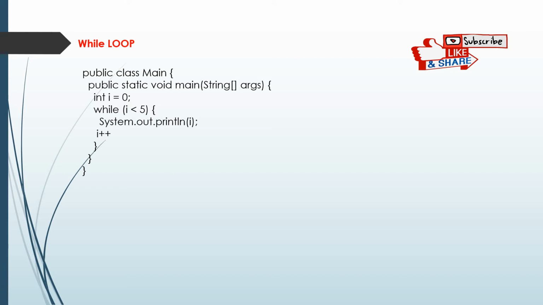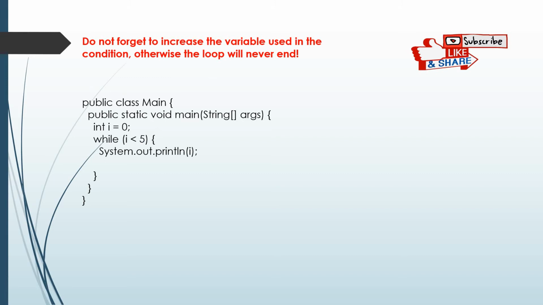So they made the code like this. So what happens if you remove i++? Okay, so do not forget to increase the variable used in the condition, otherwise the loop will never end. See, this is how it will happen.